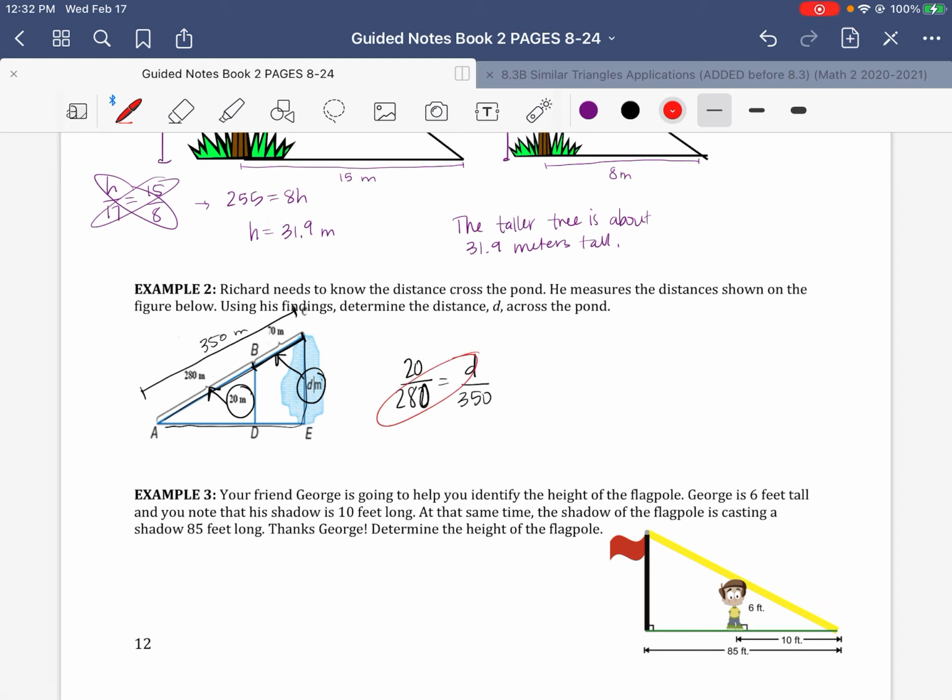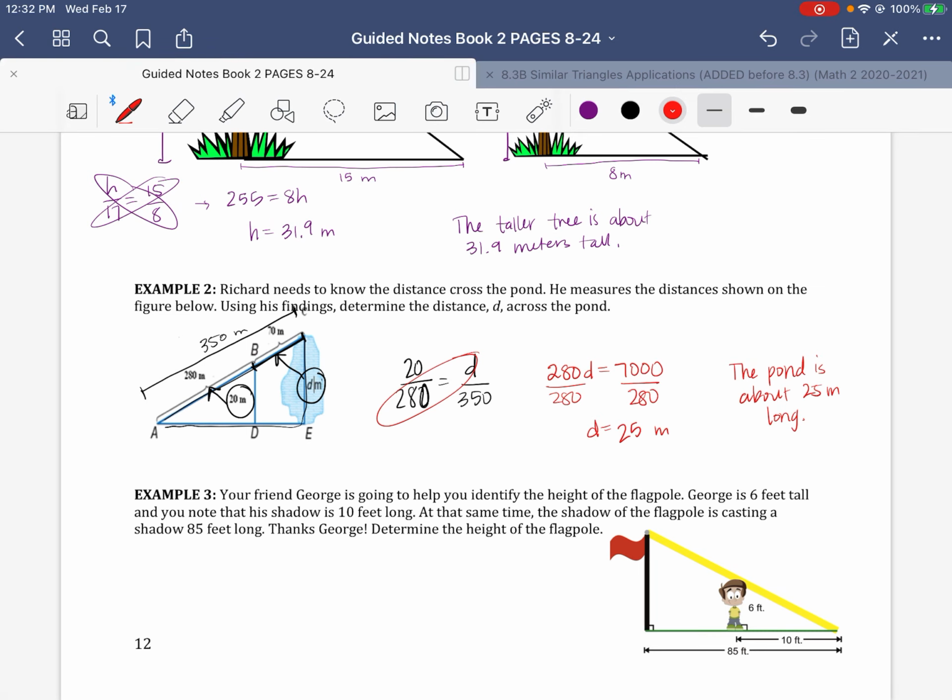Once we have that, we just cross multiply. So we get 280d is equal to 7,000, divided by 280 as we solve. You can hear the buttons on my calculator. Awesome. 25 meters. So again, we make sense of it. This means that the pond is about 25 meters long based on his calculations, right?